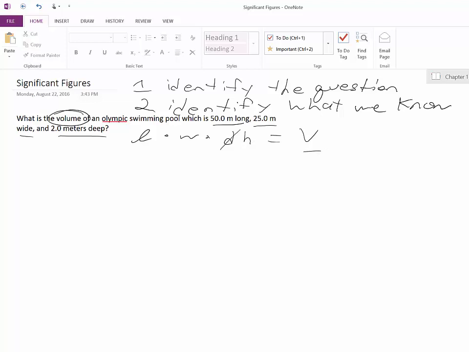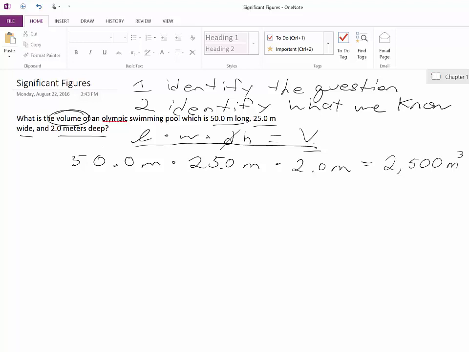So if we're looking for the volume of the swimming pool, we have 50 meters times 25 meters times 2 meters for a total of 2,500 cubic meters. Now, the question would be, what do we keep? And also, how do we express our answer? And so, when we're solving for the volume here, what kind of mathematical operation are we performing? We're performing multiplication. So, what should we be thinking about when we look at our answer and what we're allowed to keep? We should be looking for the number of significant figures.